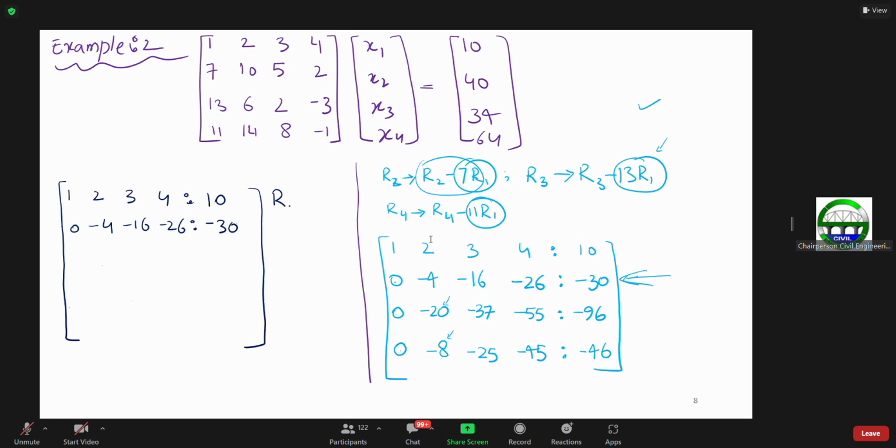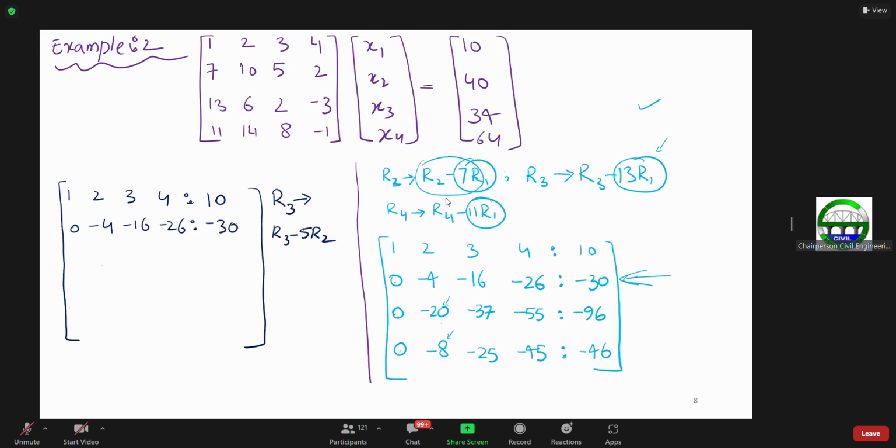So for example, can anyone tell me what R3 should be now? I have to make this one 0. Can anyone tell me? R3 will be equal to, yes, R3 minus 5R2, right? We can put this one. Okay, let's try to solve this. Try to write R3 in here.